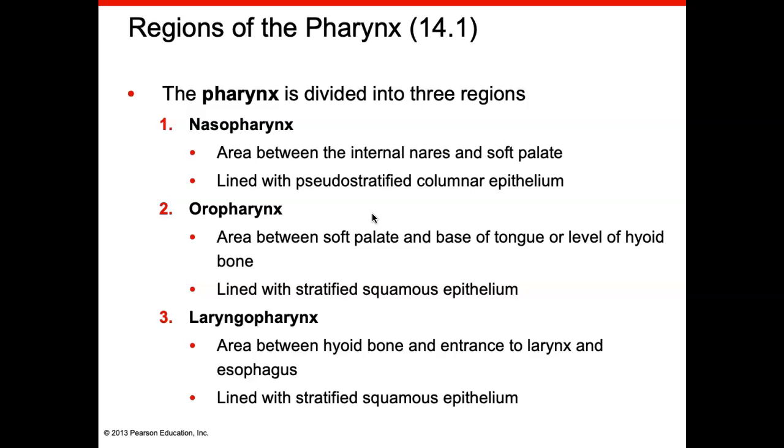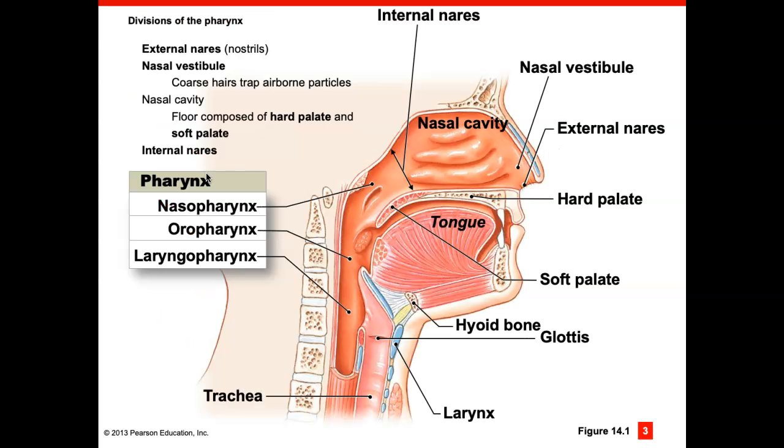The pharynx is subdivided into 3 regions, and so just look at the names of those: naso, nose, oro, mouth, laryngeal, larynx. The nasopharynx is between the internal nares and the soft palate. We'll look at these structures in a second. The oral pharynx is the area between the soft palate and the base of the tongue, and then the laryngeal pharynx. So you'll remember the order because the nasopharynx is behind the nose, the oropharynx behind the mouth, and the laryngeal pharynx behind the larynx, the voice box.